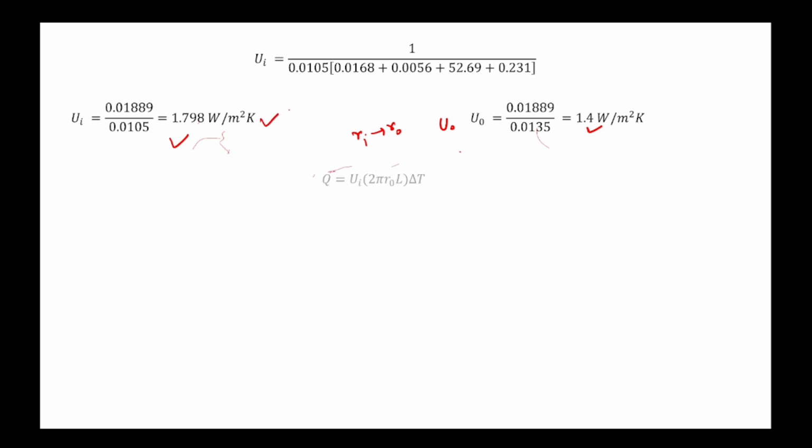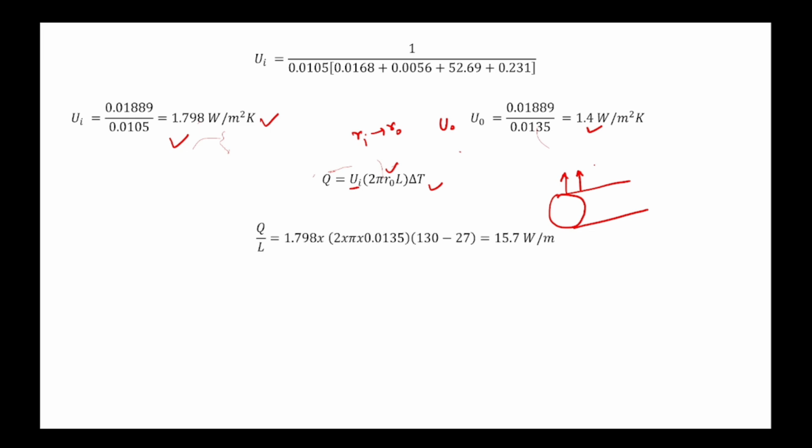Now Q is equal to UI 2 pi R0 L. We use UI because the question says based on UI, but here we use R0 because when the heat is lost to the surroundings, it goes over the outer radius, then it transfers outside, right? So the answer will be 15.7 watt per meter. Okay, so this is the final answer. That is also a straightforward question, nothing tricky. So we'll move to the next question.